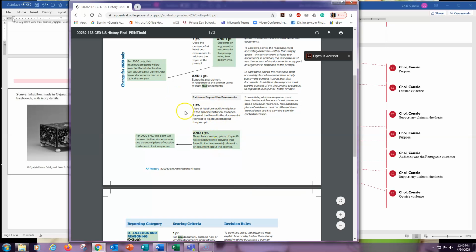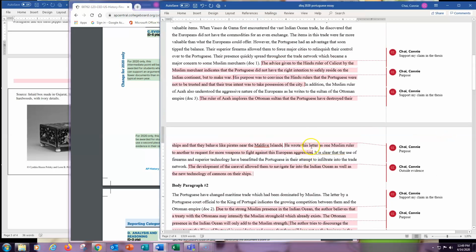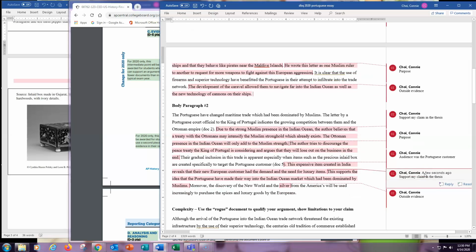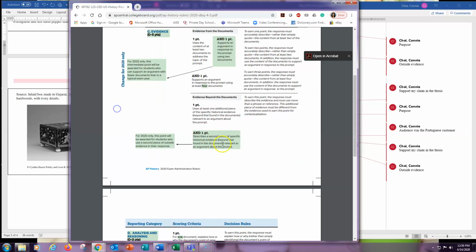The 2 additional points for evidence is for the evidence beyond the document, which I have used here for technology, outside evidence here, the caravel and the cannons, and then the cannons and the ships, and then the outside evidence of silver here. So that is an additional 2 points, which takes me to 7.